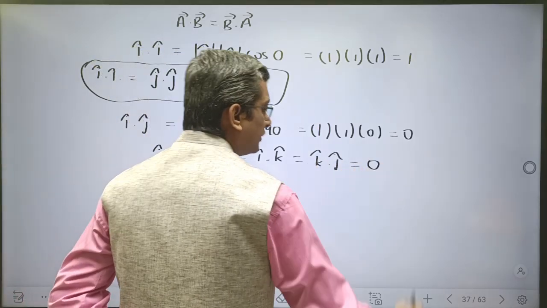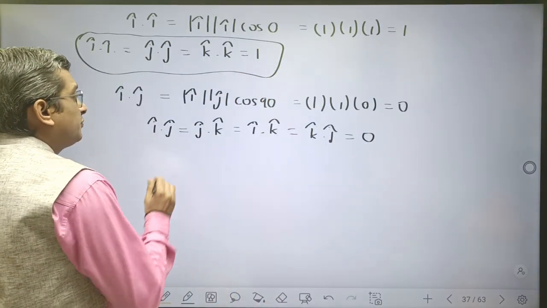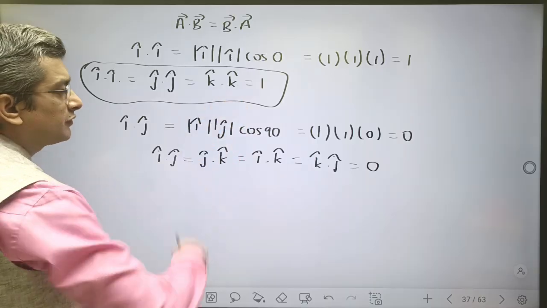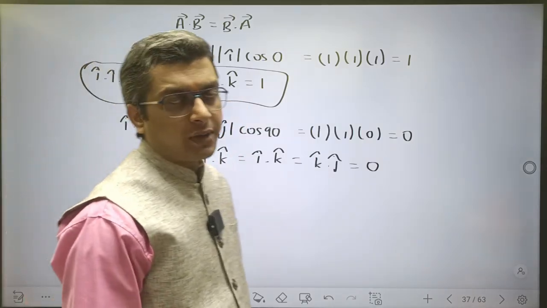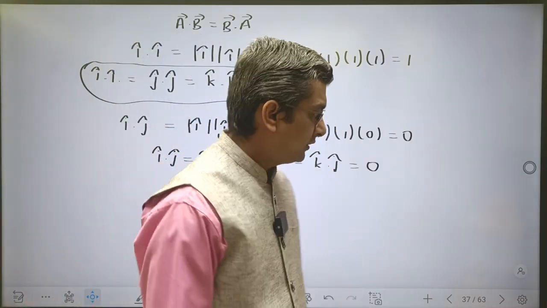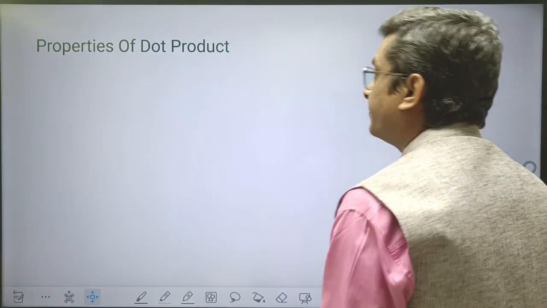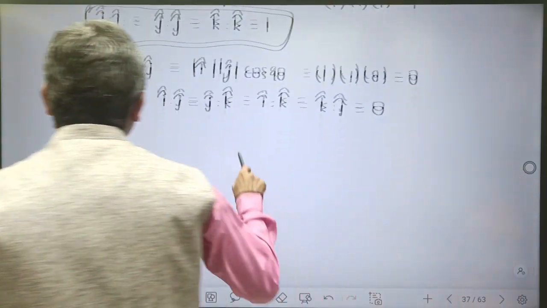The product is 0. But when it is multiplied by itself, it gives equal magnitude, equal to 1, isn't it? So this is the special case. Now what happens? Let us have some examples.